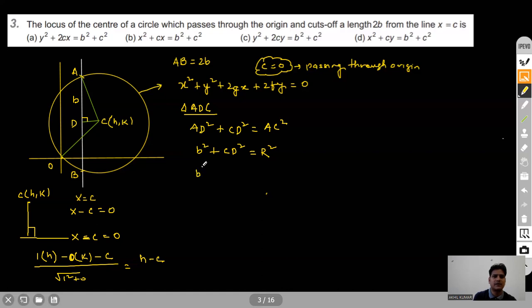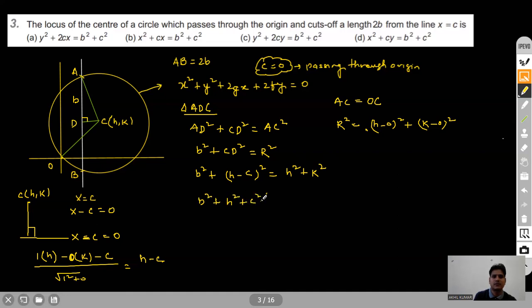So this will become b square plus (h minus c) square equal to R square. What is R for this center? AC is equal to OC, because both represent the radius of the circle. So R square will be equal to (h minus 0) square plus (k minus 0) square, which is h square plus k square. Now open it. It will become b square plus h square plus c square minus 2ch is equal to h square plus k square.